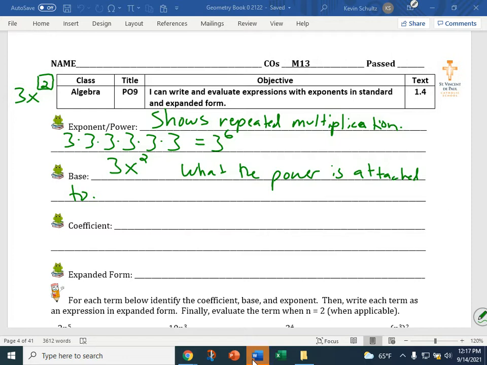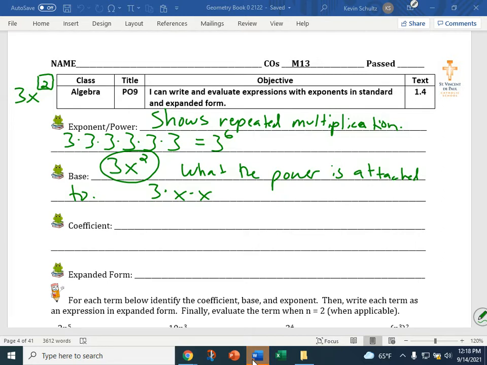Okay? What the power is attached to. And really, that's what this whole objective is focusing on, being able to differentiate between the base of an expression and other stuff. Because what does 3x squared actually mean? Like 3 to the 6th actually means 3 times 3 times 3 times 3 times 3 times 3. What does 3x squared actually mean? 3 times x times x. That x is a variable here. Okay? That exponent does not apply to the 3.